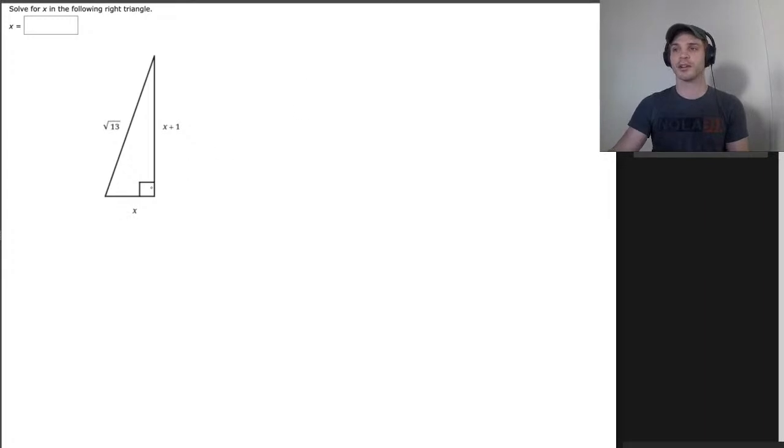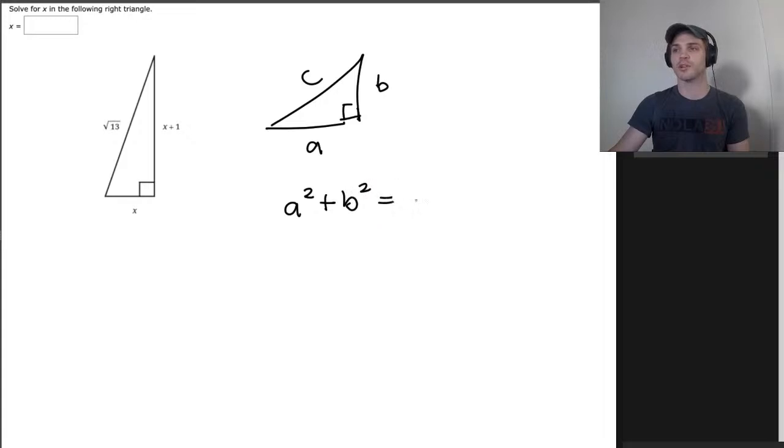So the Pythagorean theorem says that if you have a right triangle, which we do here, you can call its legs A and B and its hypotenuse C. The sum of the squares of the legs of a right triangle is equal to the square of the hypotenuse, right? So in this triangle here, the hypotenuse is root 13, and you could call this leg A and this leg B.